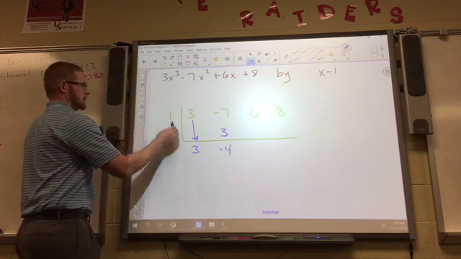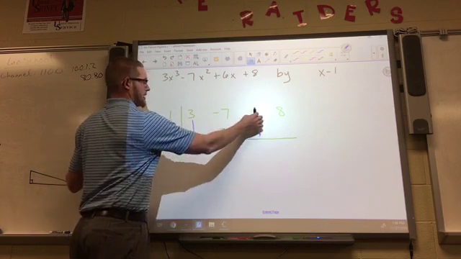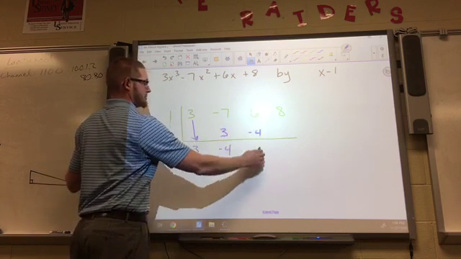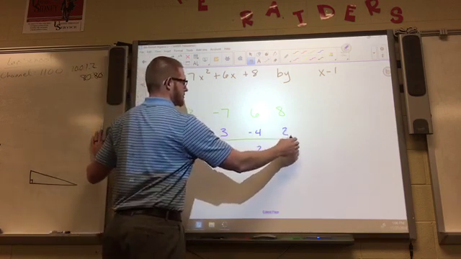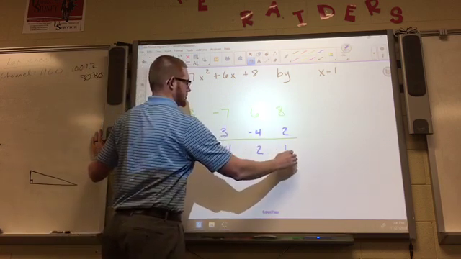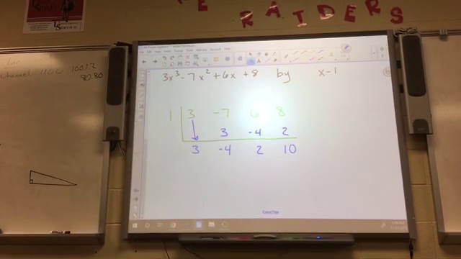1 times -4 is -4. I add and get 2. 1 times 2 is 2. 8 and 2 is 10. So to that point, hopefully you can see why that's much faster than actual long division. Yes. Okay, that's going to save you a ton of time.